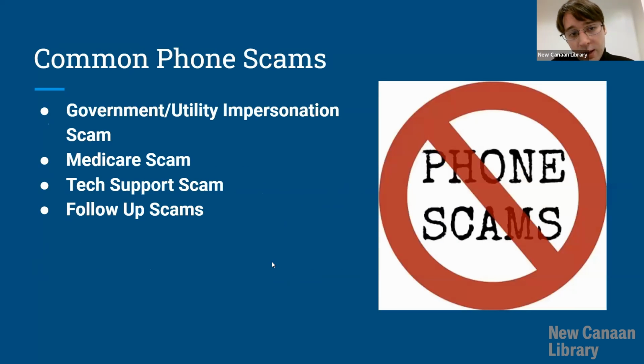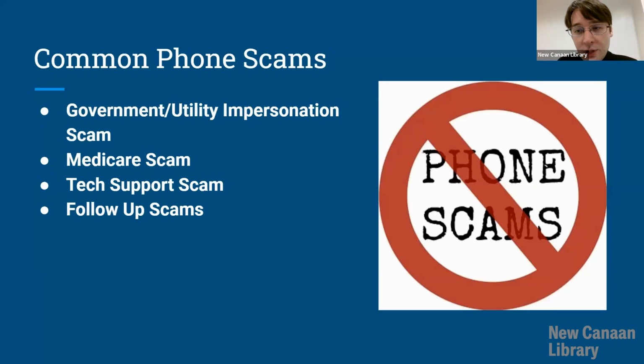Quick common phone scams that can really mess you up and take a lot of information from you. Government and utility impersonation scams. People pretend to be from the government. They'll say, "Oh, you missed jury duty," or it's the IRS, and we're here to take your entire life away from you because you missed a tax payment. Or it's a utility company saying you missed a payment and we need you to give us all this information.